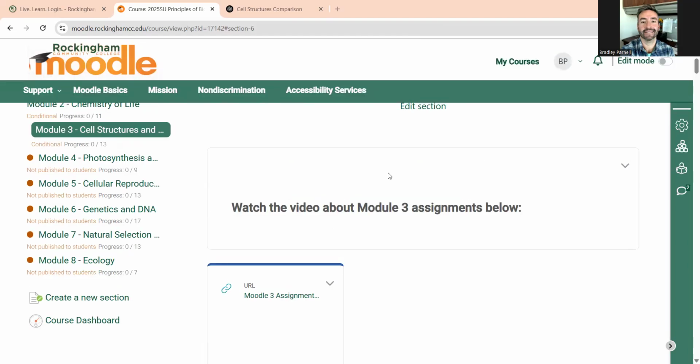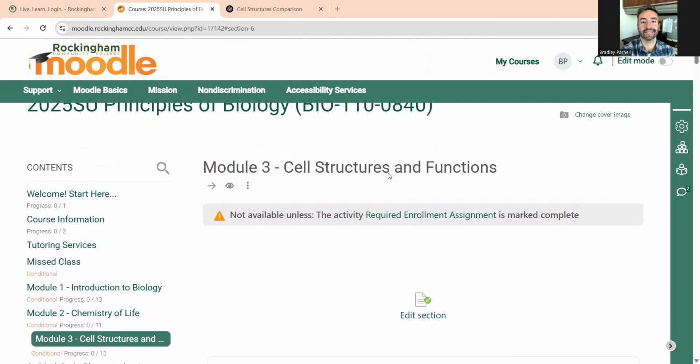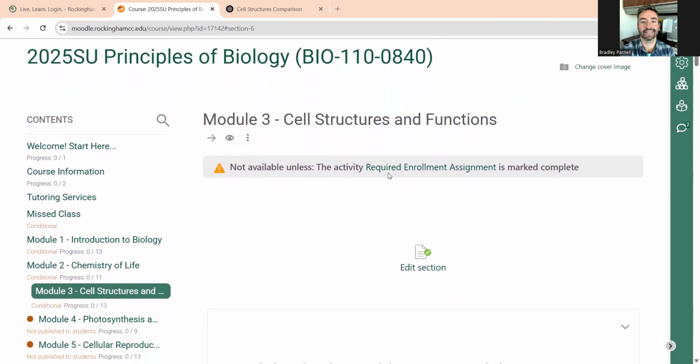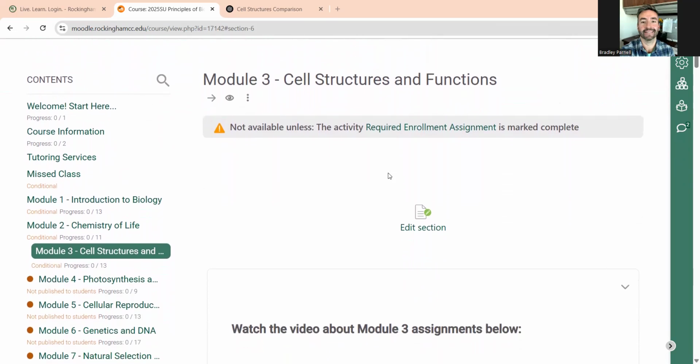Hi everyone, I just wanted to take a second to introduce our Module 3 to you. Module 3 is going to cover cell structures and functions. So basically each of our cells is made up of a bunch of different little organelles, or tiny organs. They each have their own individual function that goes towards doing all the daily work of that specific cell. So you guys are going to learn about each of those individual parts.